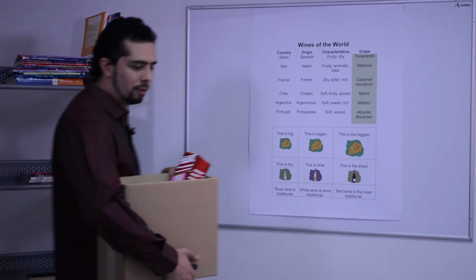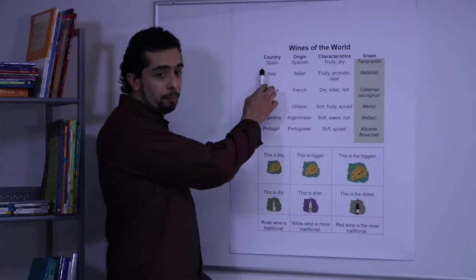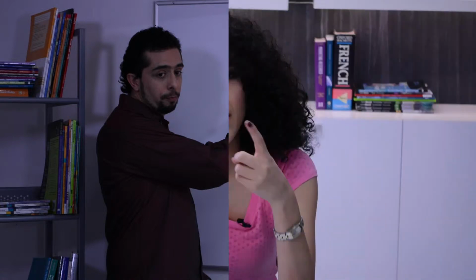Mr. Garcia arrives with a box with a gift in it. Fer asks about the box contents. They talk about the characteristics of the wine. She practices comparing things and present simple.